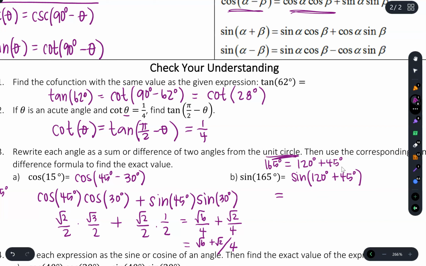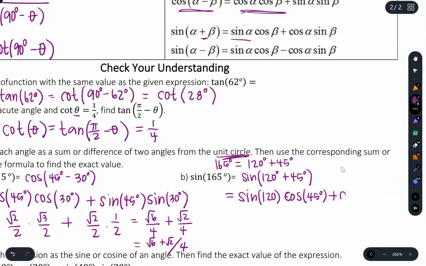So I'm going to use the plus, the sum here. So I'm going to say sine of angle A, which is 120. So sine of 120 times cosine of angle B, which is 45. And then plus cosine of 120 times sine of 45.